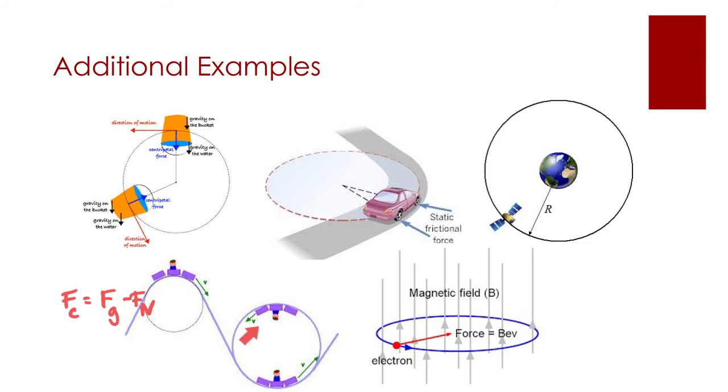Right here on the right, we have the normal force pushing us in the same direction as the centripetal force. It's causing the centripetal force along with the force due to gravity. And in this case, you're going to feel like the seats are pushing on you.